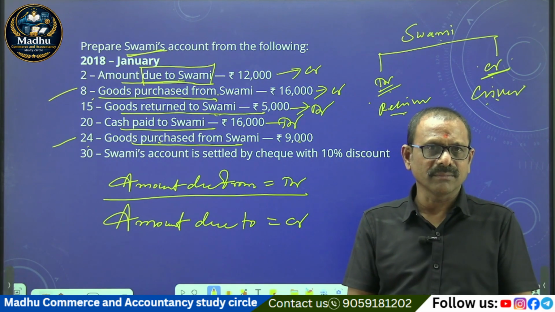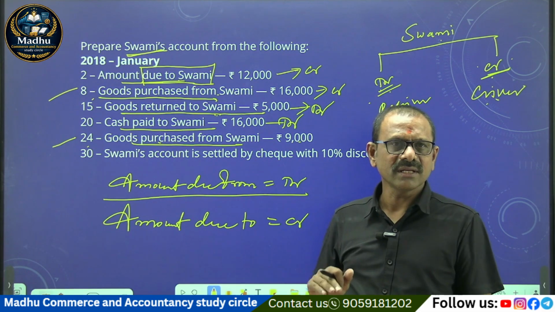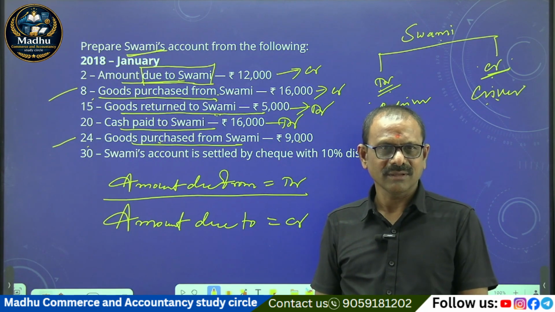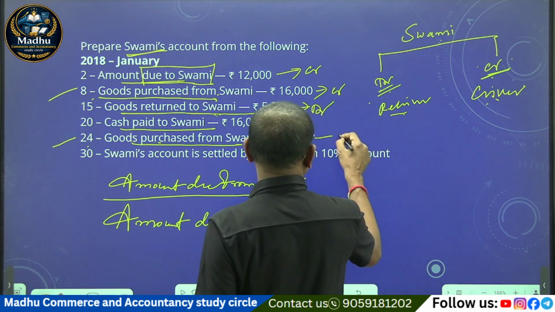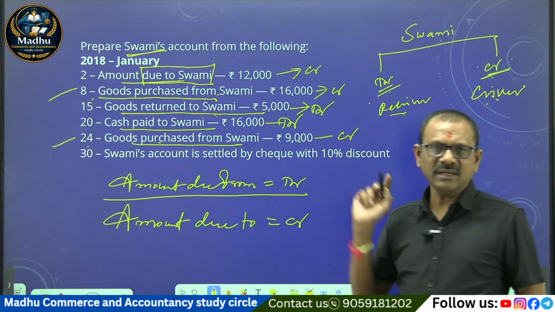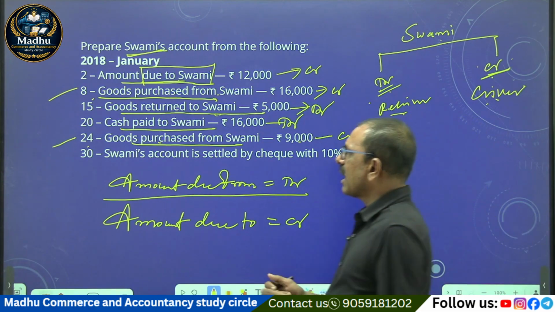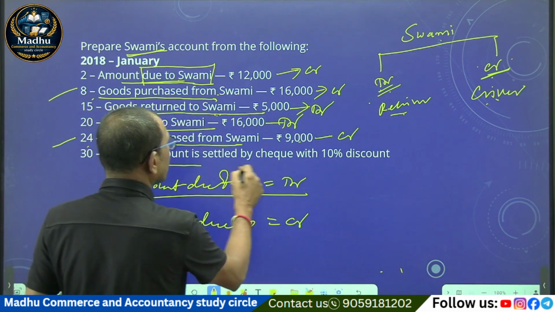Transaction is same, but date is changed, amount is changed, and procedure is same. So again here we purchase, then he is the giver. We have to write which side? Credit side.